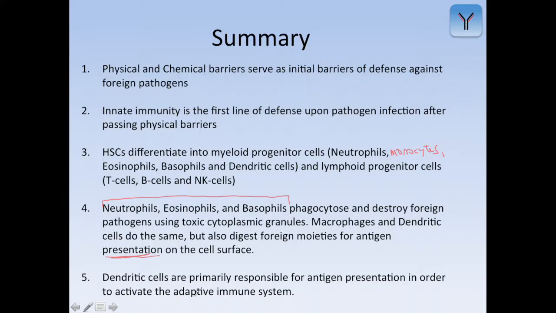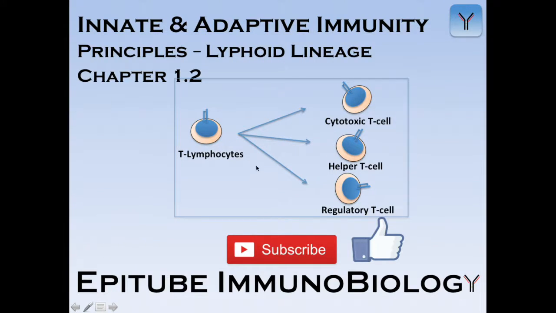Okay. So that'll do it for this lecture. The next lecture, chapter 1.2, will be on the lymphoid lineage, and particularly the innate immunity. So see how I give you a brief preview. Lymphocytes to the different types of T helper cells.